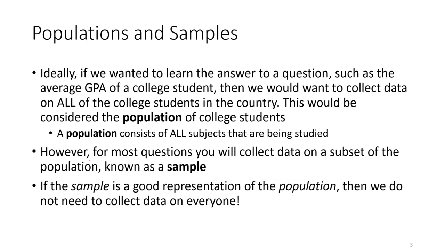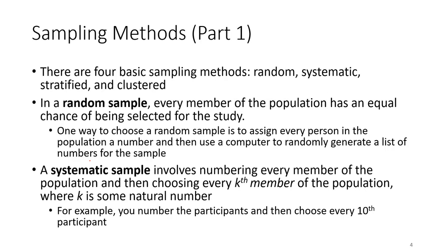However, for most questions, you'll collect data on a subset of the population known as a sample. If a sample is a good representation of the population, then we don't need to collect data on everyone. The sample will give us enough information to answer our question about the population. So there are four basic ways that we can sample particular populations.